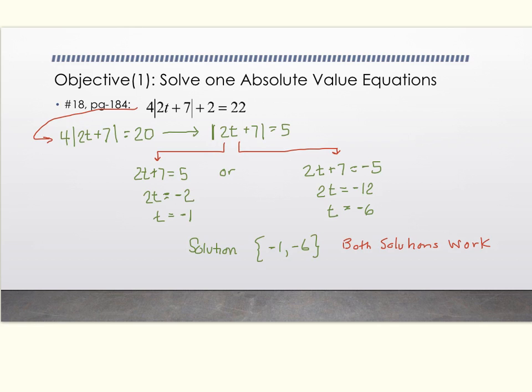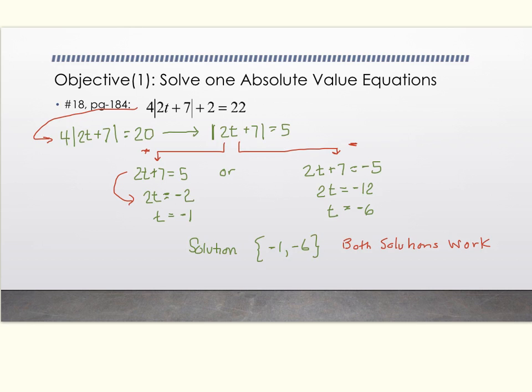Now we break it into two pieces. One is the positive side and one is the negative side. So we have 2t plus 7 is equal to 5, or 2t plus 7 is equal to negative 5. Notice the inside portion of the expression of the absolute value can either be positive or negative, because the absolute value is always going to make it positive in the end. So now we solve.